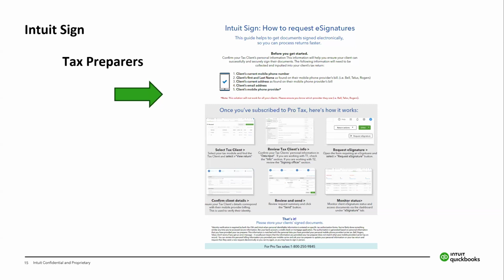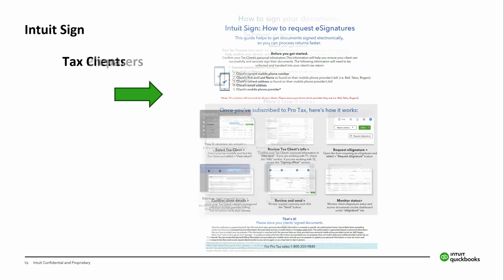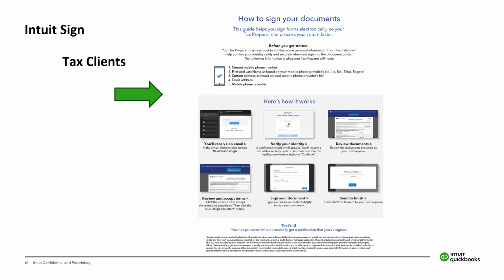So the first one is the tax preparers one, and then there's also one for your tax clients. So if you are going to be sending requests for e-signatures to your tax clients, especially in this busy tax season, this is a great one sheet for them to take a look at to know how to complete it. It is really a simple process, but it's nice for them if maybe they're not the most technologically proficient. This kind of lays it out really easily for them.